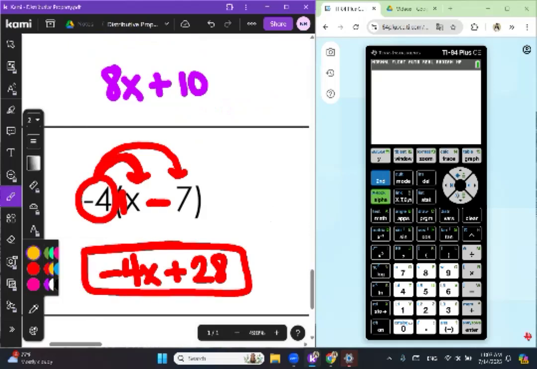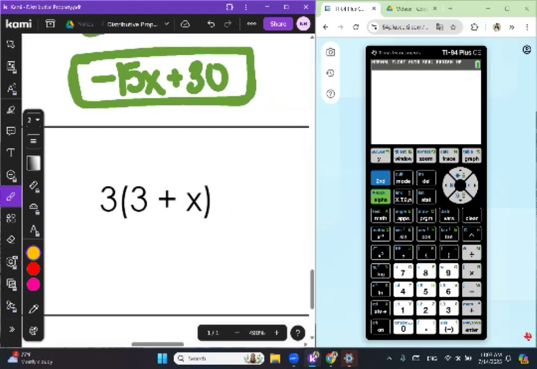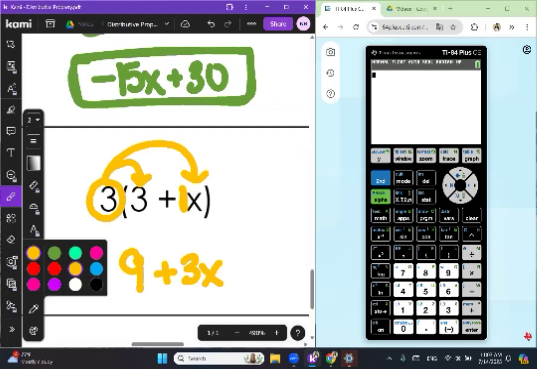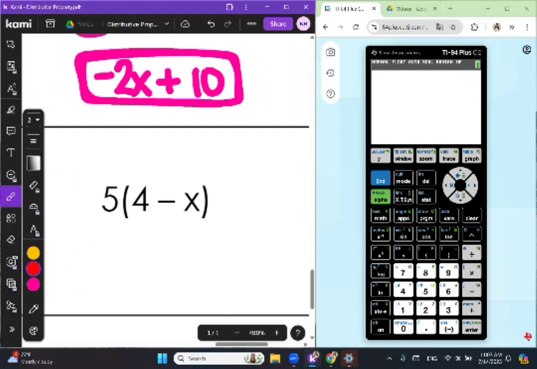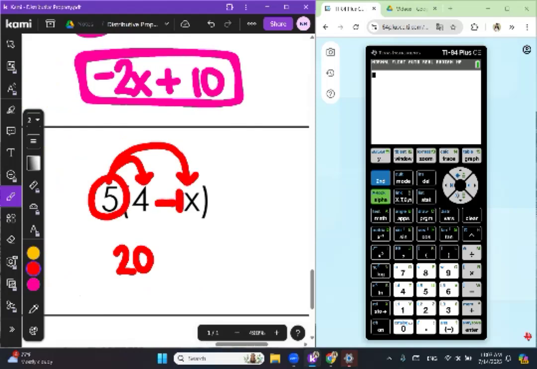Next. Number 5. Starting off, we are distributing the number 3. 3 times 3 is 9. 3 times what? 1x is positive 3x. And last example. 5 times 4, 20. 5 times what? -1. 5 times -1 is -5x.